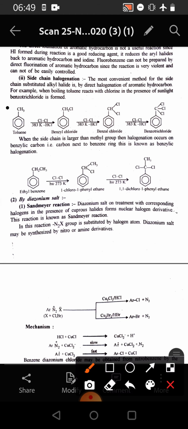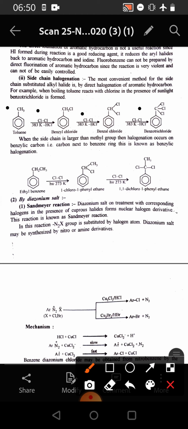Next, we come to side chain halogenation. The most convenient method for the side chain substituted alkyl halides is by direct halogenation of aromatic hydrocarbons. For example, when boiling toluene reacts with chlorine in the presence of sunlight, benzotrichloride is formed. So, toluene reacts with one molecule of chlorine and benzyl chloride is formed. It further reacts with a second molecule of chlorine to give benzylidene chloride, which further reacts with a third molecule of chlorine to give rise to benzotrichloride.